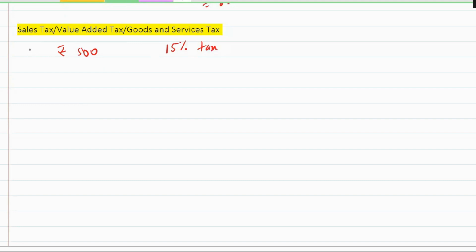So what do we need to do? Here, the selling price means whatever price they are asking us to pay. Suppose it is 500. Tax is always on the selling price, not the mark price, not the cost price. Like previously, we did profit or loss, both calculated on the basis of cost price. But tax is always calculated on the basis of selling price.